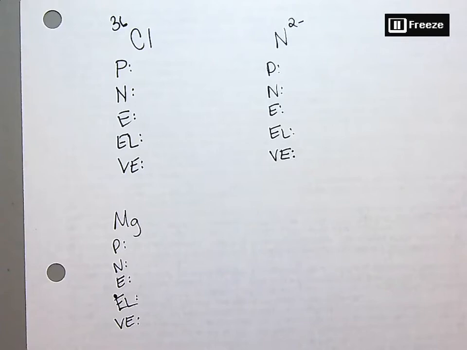This is the atomic number. So for chlorine, the proton is always the blue number. It never changes. Always blue. Then take the mass number, subtract it, and use that as the red number for the neutrons. But for the valence electrons, it's going to be 7. Remember it's 1, 2, 3, 4, 5, 6, 7, 8.